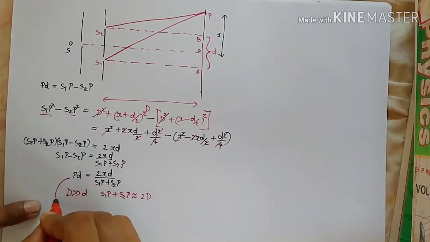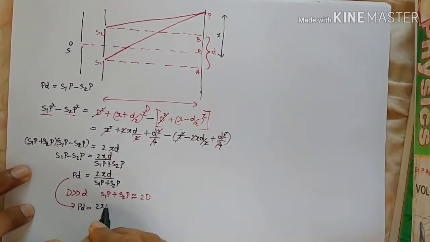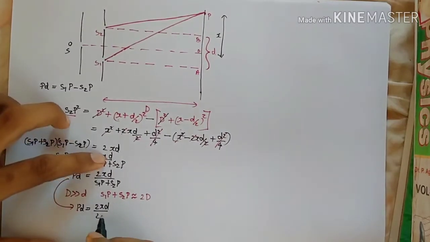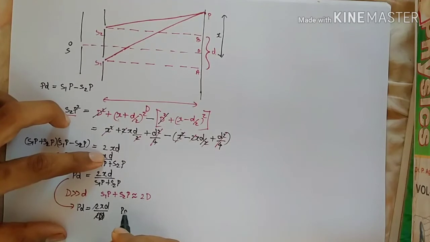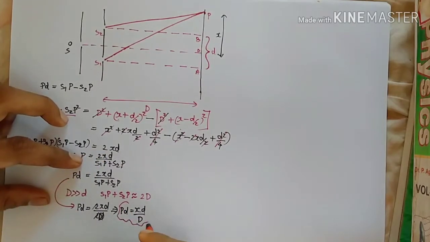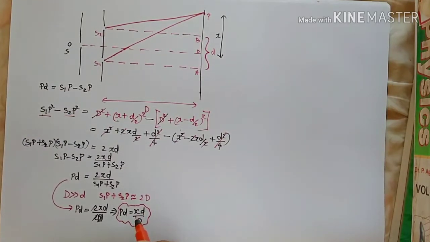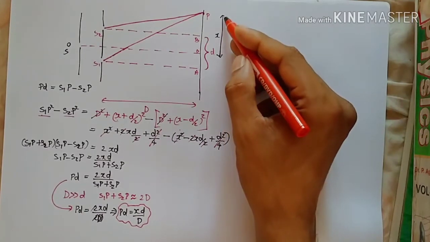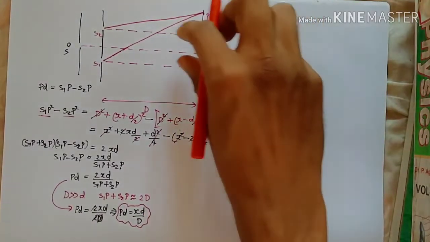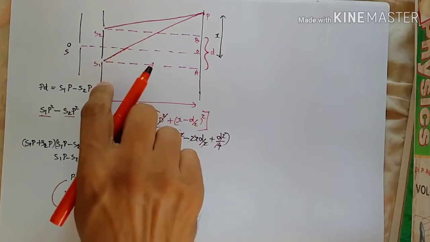Then we could write this path difference as 2xd divided by 2D, capital D. We could cancel out the 2. Then path difference = xd/D. This is one expression that we will be using in the double slit experiment. Path difference = xd/D. x is the distance from the central band to that random point. Small d is the double slit distance, the distance between the two slits. Capital D is the distance between slit and screen.